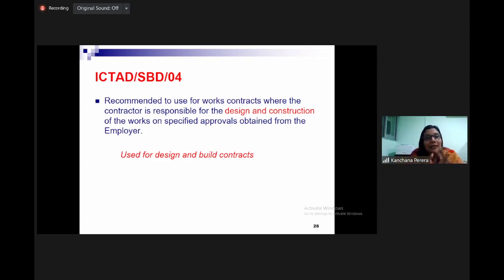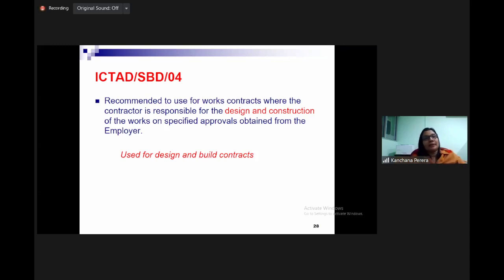According to the Sri Lankan SBD 04, there is a consultant. That consultant will do the conceptual design only. Then with the conceptual design, we will go for tendering and select the design and build contractor. Then the design and build contractor's responsibilities are to do the detailed design according to the concept and do the construction work. Right?